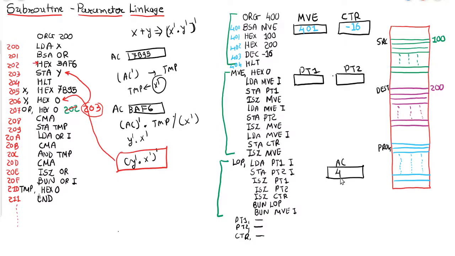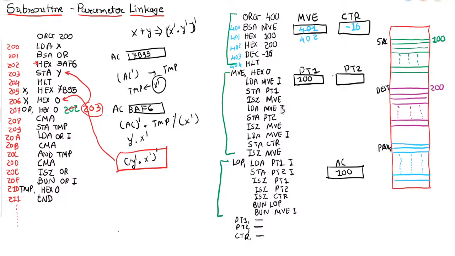So 401 100 will be loaded into the accumulator. Then STA PT1. Okay, so this 100 value means this starting address will be stored into pointer 100. Then what is next? ISZ MVE. So 401 will be incremented, okay, and the new value will become 402.